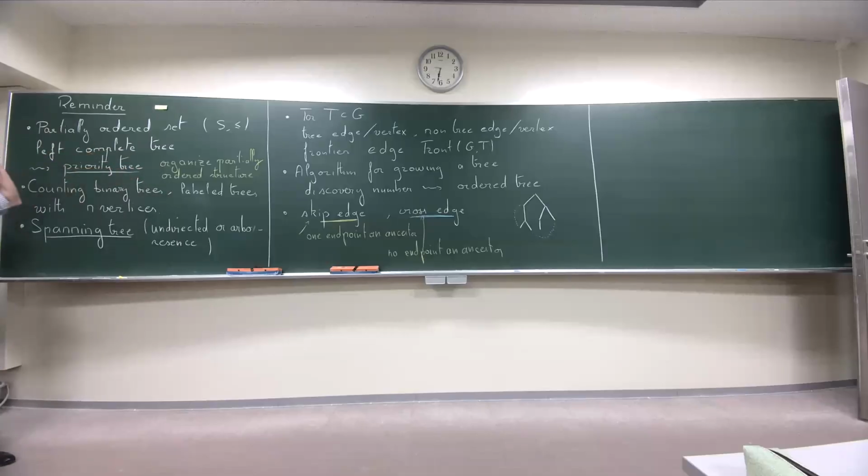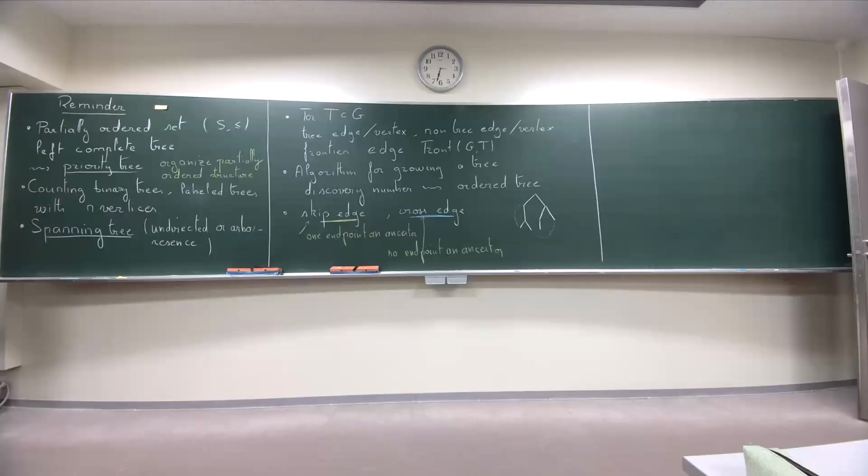So before we had a tree with a fully ordered structure, but if it is only partially ordered, you can use this notion of priority tree. And I said that you can try to write an algorithm for extracting some information from this tree, or for removing one vertex, or for adding one more information on this tree. Then we had this short section about counting binary trees or labeled trees with n vertices.